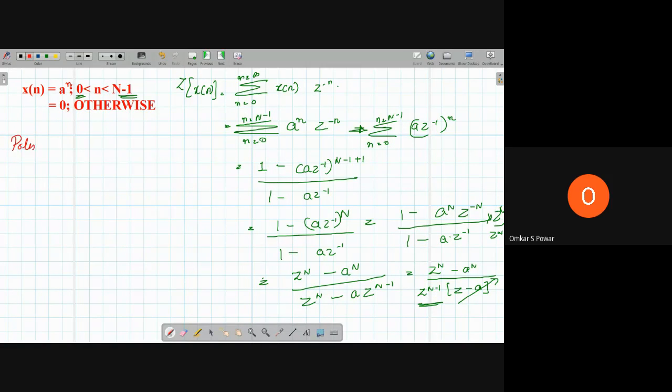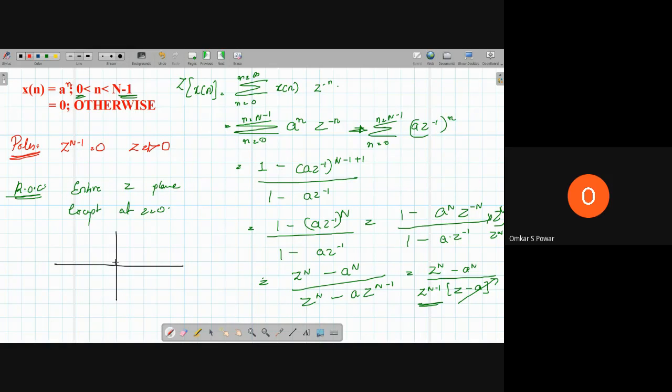So let me write the poles for you. We have a pole at z to the power of N minus 1 is equal to 0, which implies we have a pole at z is equal to 0. So what is your ROC? ROC is again your entire z plane except at z is equal to 0. So it's the same thing. Okay, there is no difference of ROC here. So first you have to mark your pole here, and your ROC is your entire z plane except at z is equal to 0.